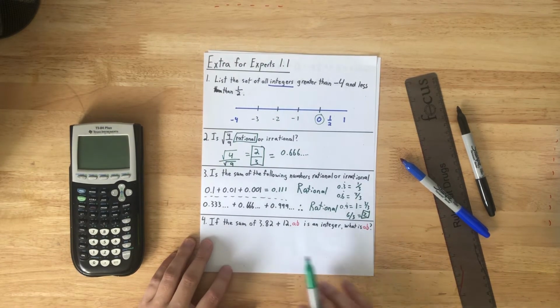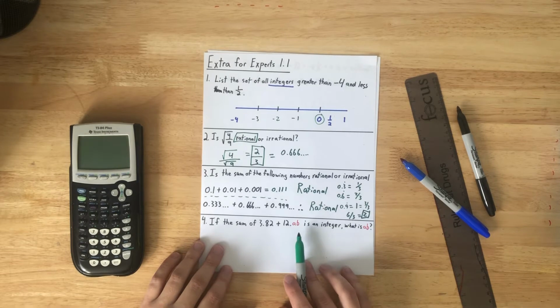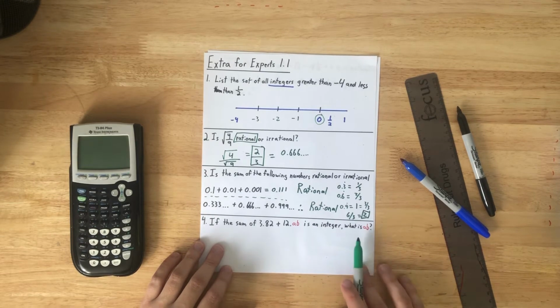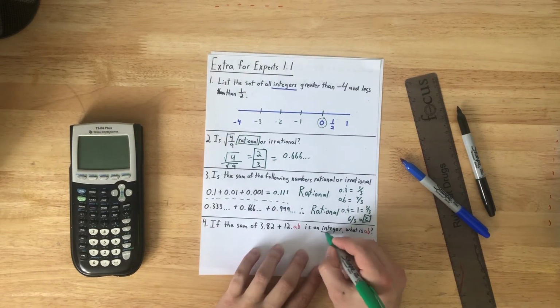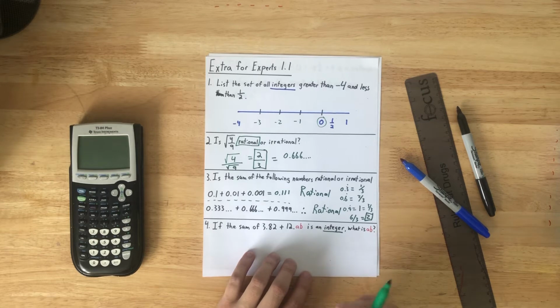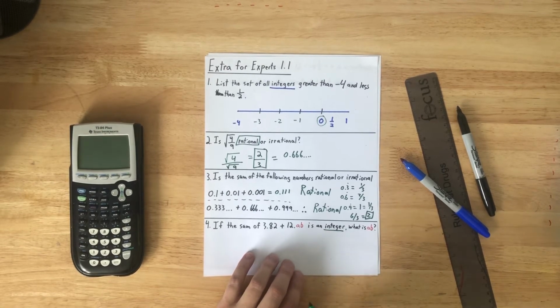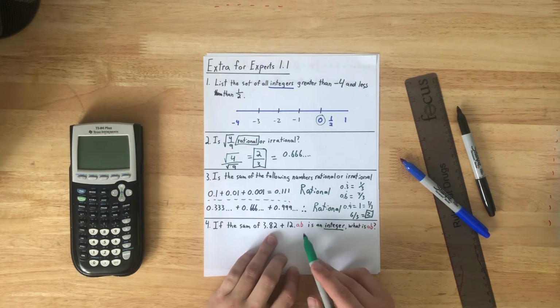So number 4, we have: if the sum of 3.82 plus 12.AB is an integer, what is AB? First and foremost, we're looking for an integer. An integer is not a whole number, it's an entire number. Again, no decimal places. So we need to find a number that doesn't have any decimals.